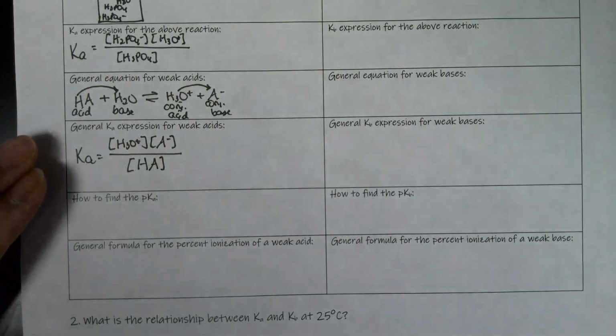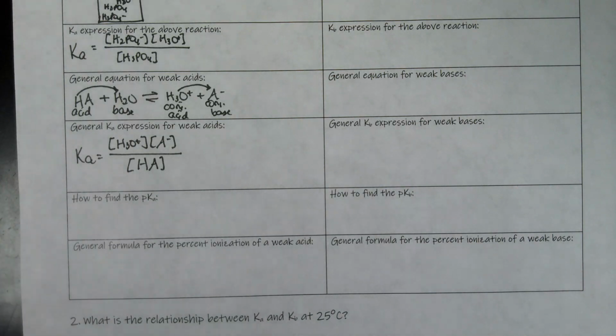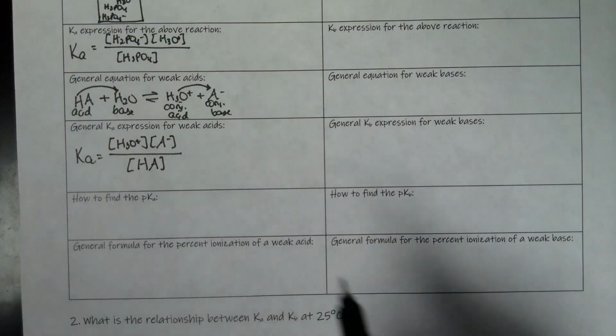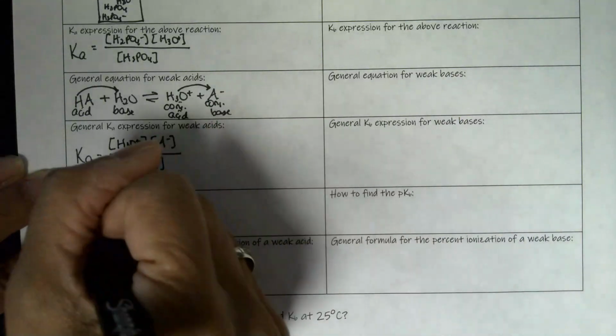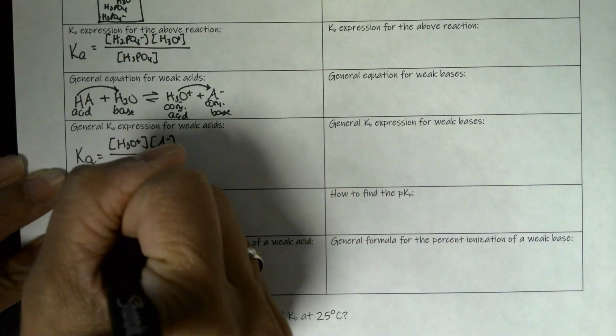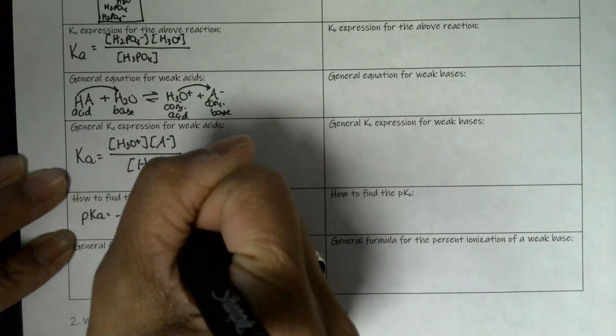We also have something called pKa. So just like we had the potential of hydrogen or the potential of OH, we also have the potential of the equilibrium expression. So just like we found pH was the negative log of the H plus concentration, pKa is equal to the negative log of the Ka.